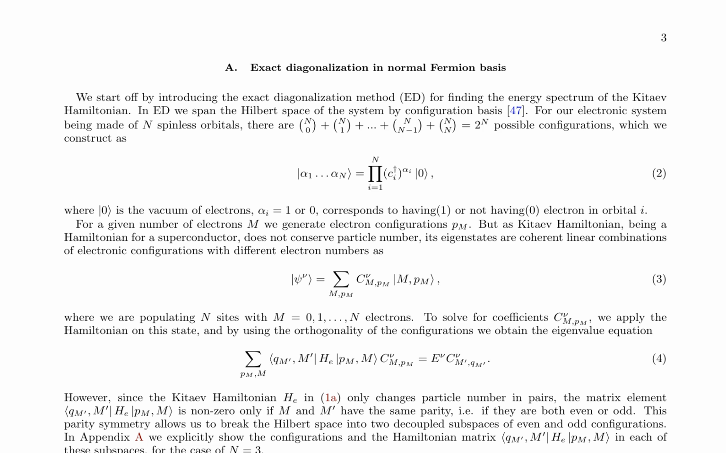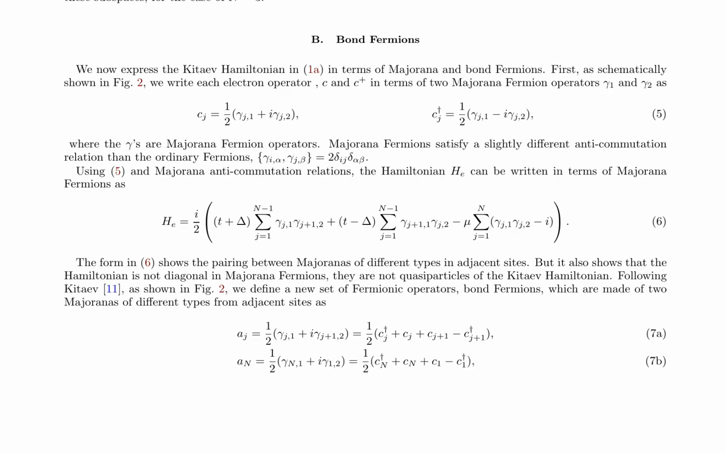The authors then express the Kitaev Hamiltonian in terms of Majorana and bond fermions. Electron operators are rewritten in terms of two Majorana fermion operators, which satisfy a slightly different anti-commutation relation than ordinary fermions. The Hamiltonian is rewritten in terms of Majorana fermions, revealing the pairing between Majoranas of different types in adjacent sites. However, the Hamiltonian is not diagonal in Majorana fermions, so they are not quasi-particles of the Kitaev Hamiltonian.